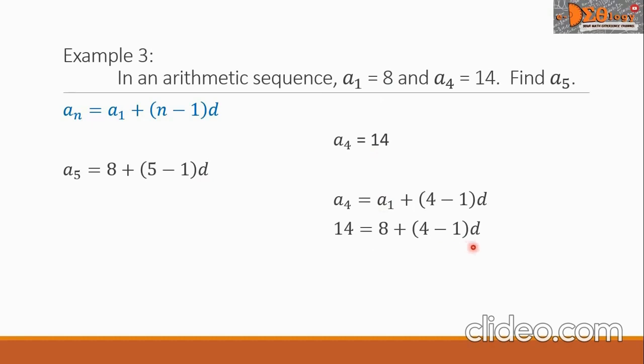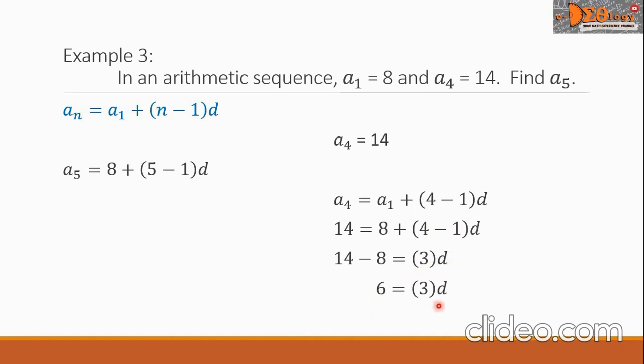Let us simplify this equation. This number 8 we will transpose on the other side. The sign will be changed. It will be negative. And then this 4 minus 1 becomes 3. So we have here 14 minus 8 equals 3 times d. This 14 minus 8 gives 6 equals 3d.